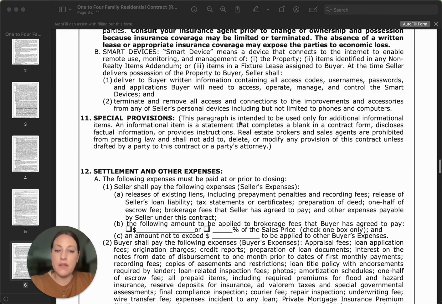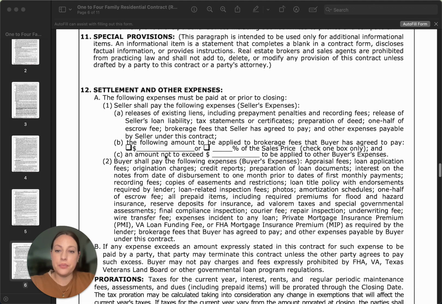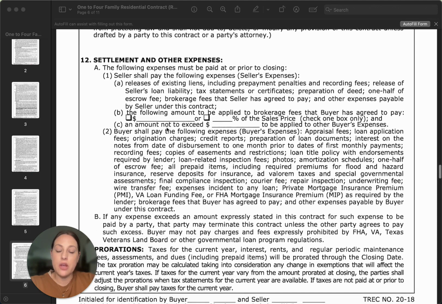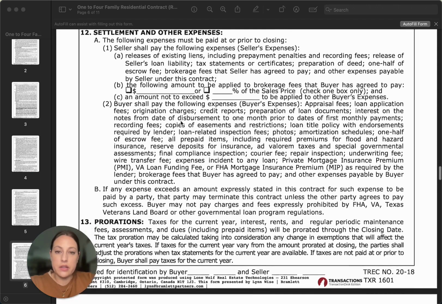We've got section 11. This is where you put any special provisions, anything that's not already outlined by the rest of the contract here. Section 12, we've got settlement and other expenses. So this section is about closing costs, about anything that the seller is going to contribute to the buyer. This could be closing cost credits, this could be repair credits. It also can cover buyer's agent commissions. So all of that is outlined here.